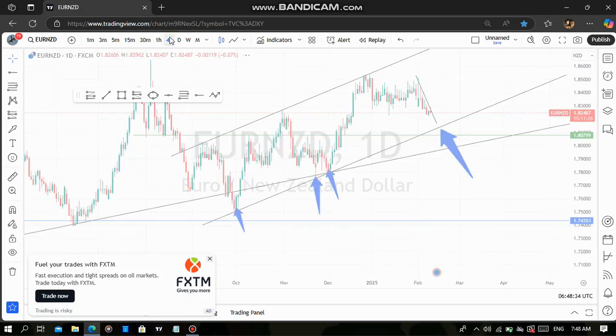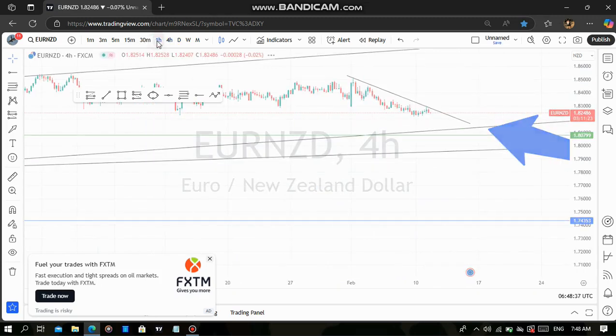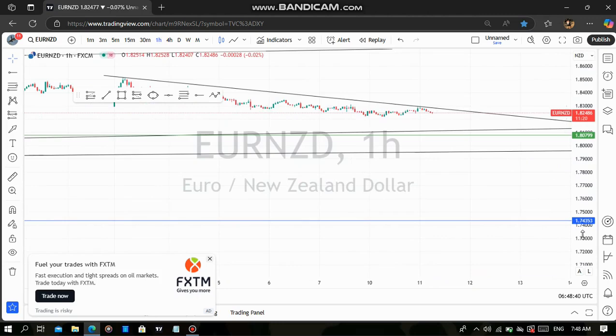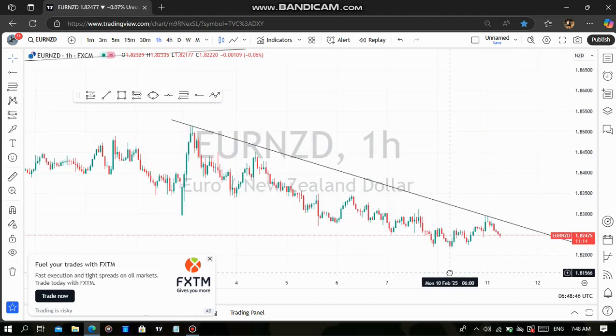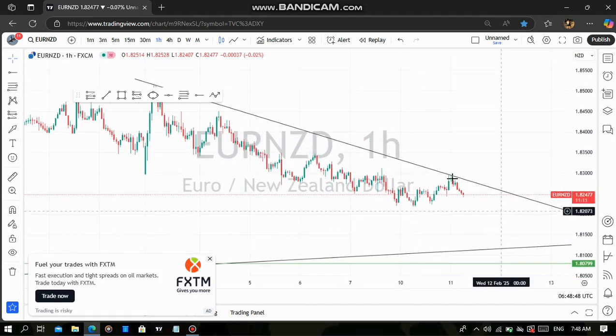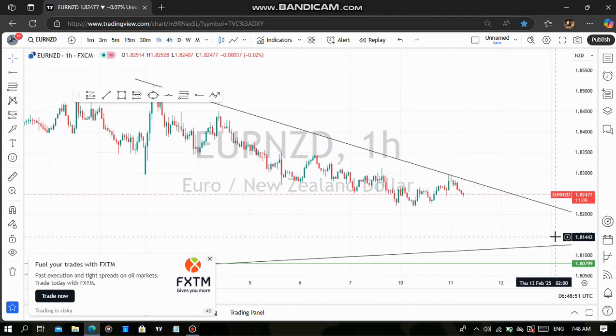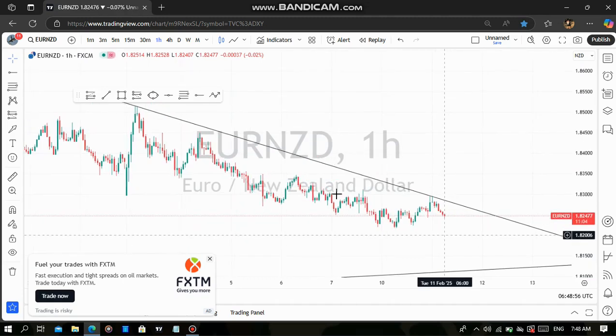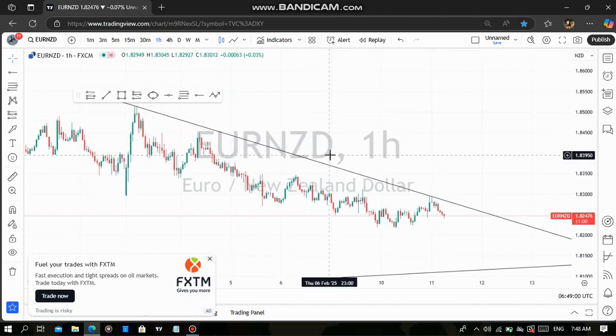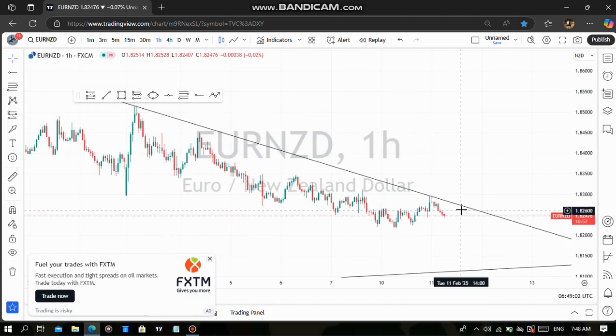However, we can see that price is currently moving on a downtrend on a lower time frame like H1. So it is still very valid if we take our sell trade down to the point of interest where we are looking for a buy opportunity. We have seen two touches on this downtrend line, the first touch here, the second touch here. Once we get the third touch, we can sell Euro NZD down to the point of interest where we want to take our buy trade. So I believe this is clear enough.